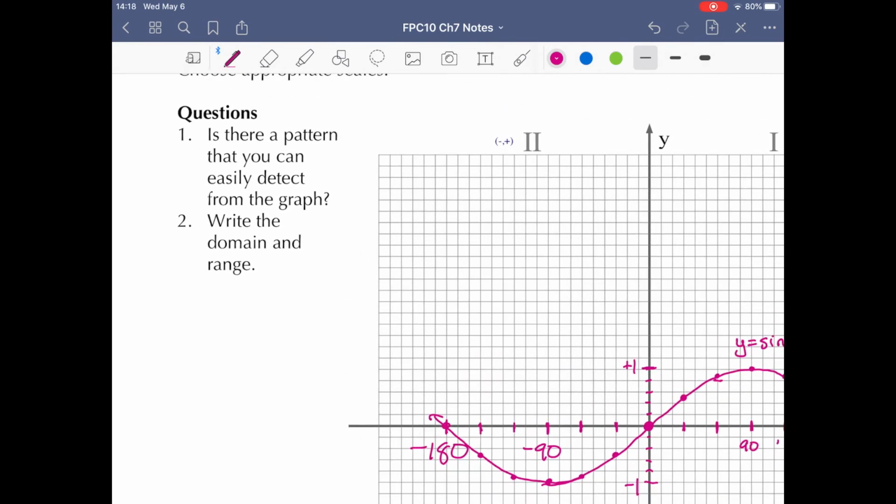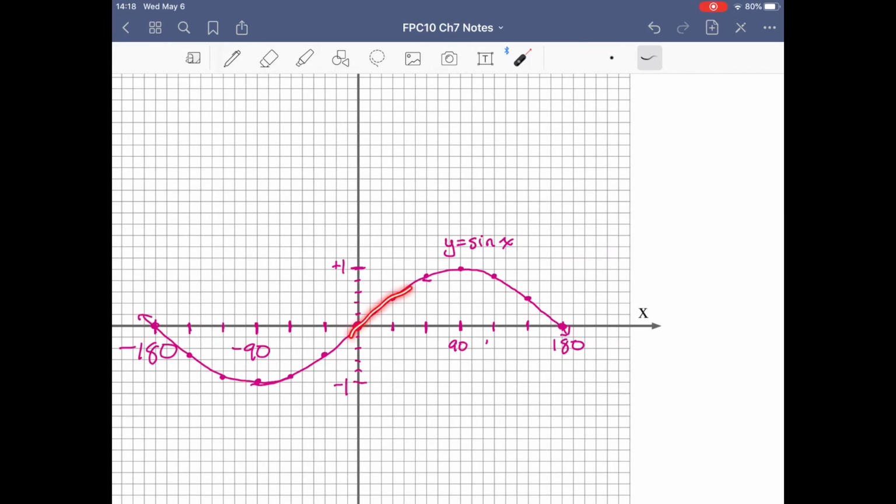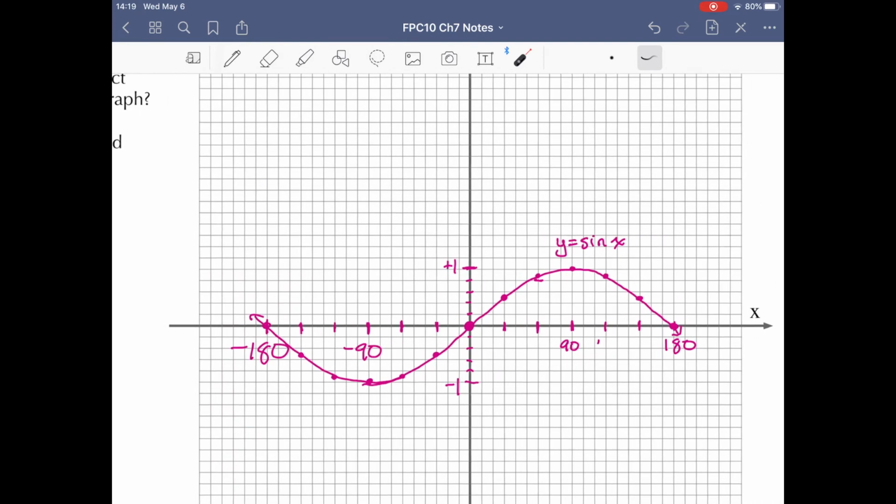All right. Is there a pattern that you can easily detect from this graph? Well, there is. It waves. It goes down, then up, then down. And guess what it's going to do next? It's going to go up, then down, and it's going to keep waving on like this forever and ever. In fact, we can easily see that in Desmos. Let's go take a quick look at Desmos.